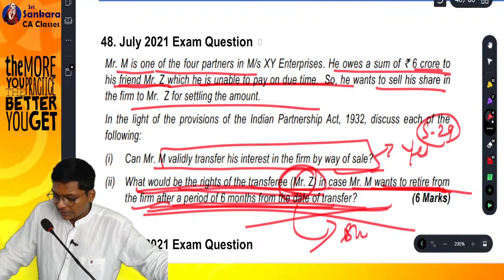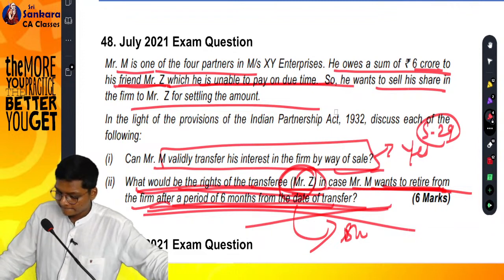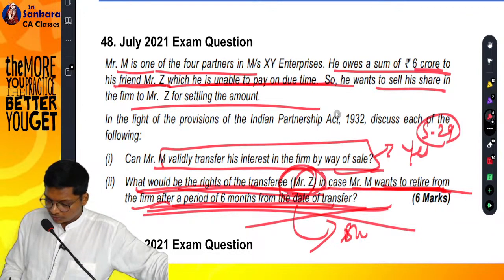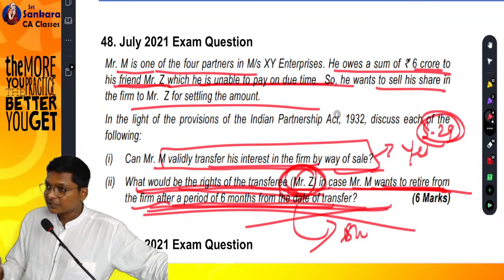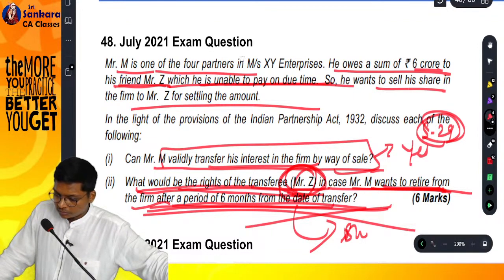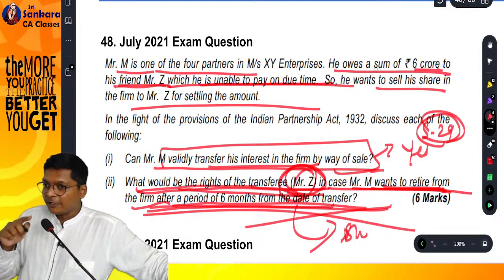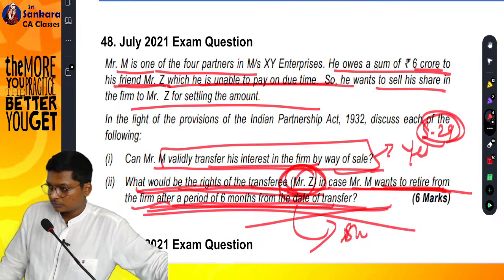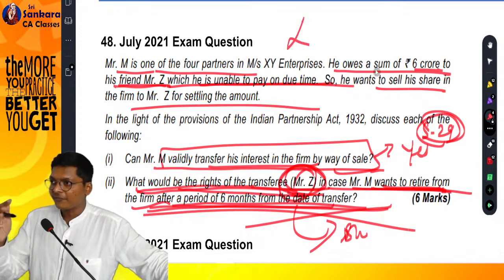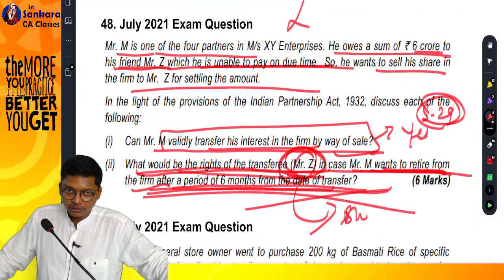Can he inspect books of accounts? No, he cannot inspect them. He's not a partner. Section 29, only the partner's interest is transferred. He is not the partner. If he is a partner, of course he can inspect books of accounts. Sure, understood, guys? 100%.